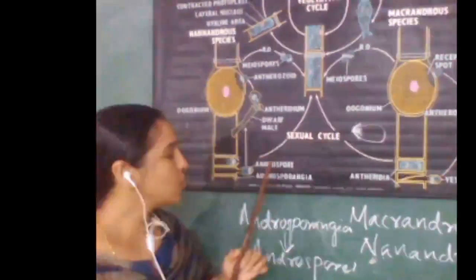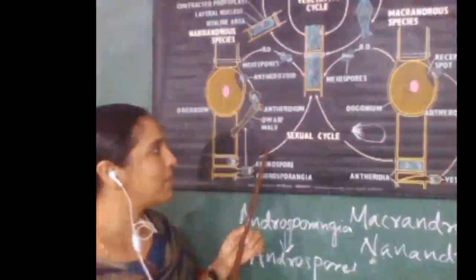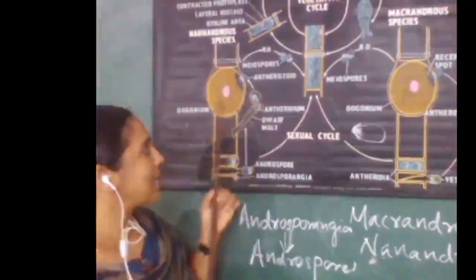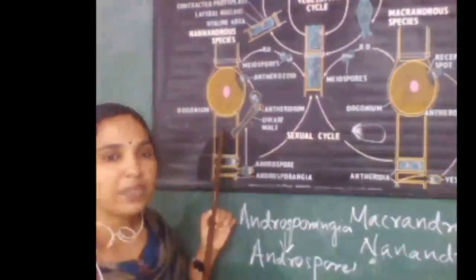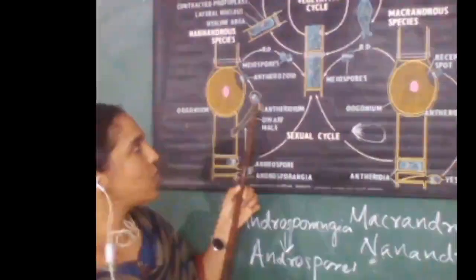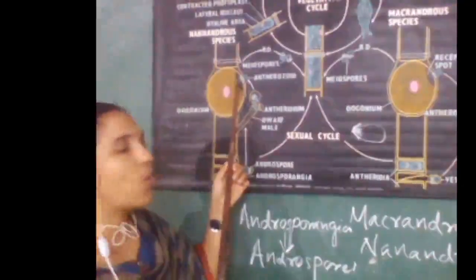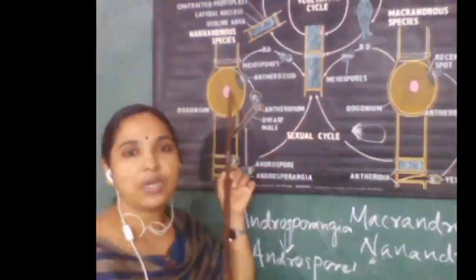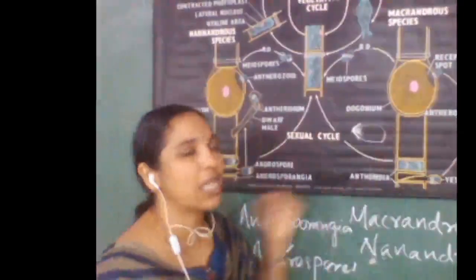Germination takes place. So from androspores it germinates and produces the dwarf male or Nanandria. The dwarf male attaches to the oedogonial filament where it produces androzoids. Androzoids move on to the oogonium, enter into it, and fuse with the egg. All other processes are the same in both cases.